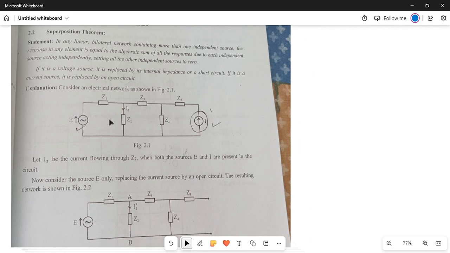According to the superposition theorem, let me read the statement. I'm showcasing using my black arrow mark, so please do follow my black arrow mark without fail. Today we are going to learn about the introduction and the explanation of superposition theorem, along with one problem, because you have to understand things in a better manner.